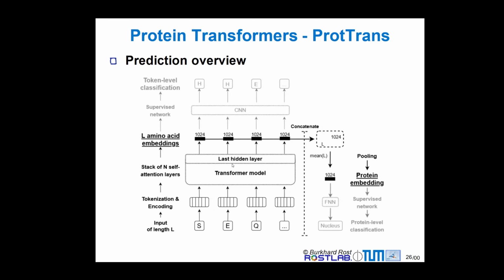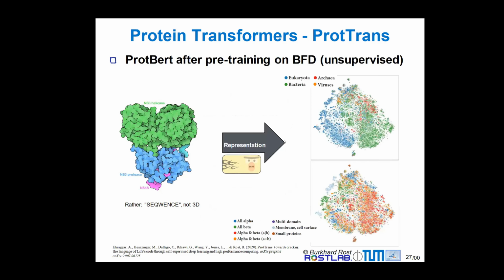So this is just a very high level overview. You give some input sequence, you project it to vectors, you feed it to the transformer model. The transformer model gives you some embeddings. So these vector representations, in our case, again, 1024 dimensional vectors, these can be fed to a supervised network like a CNN, and then you can already predict secondary structure. So here there's also a way to actually create per protein embeddings, but this is not important now. What you can also do with these, yeah, this is also not important.